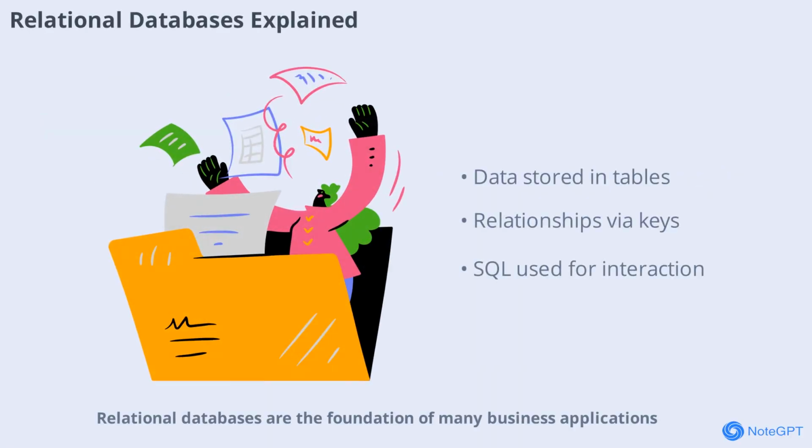Relational databases are the foundation of many business applications. They store data in tables, where each row represents a record and each column represents a field. Relationships between tables are established using keys, allowing for efficient data organization and retrieval. Popular relational database management systems include MySQL, PostgreSQL, and Oracle. These systems use structured query language, or SQL, to interact with the data. Understanding how relational databases work is crucial for anyone interested in data management. Up next, we'll explore the basics of SQL and how it helps us communicate with databases.